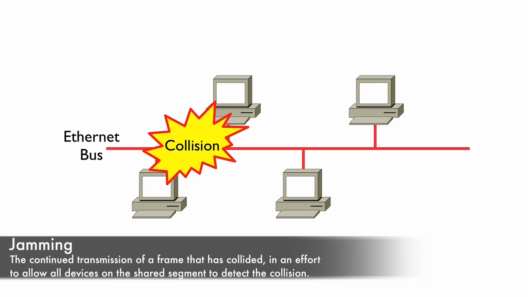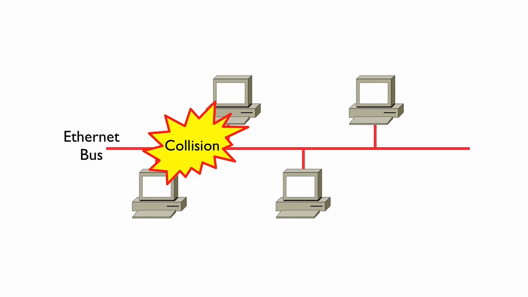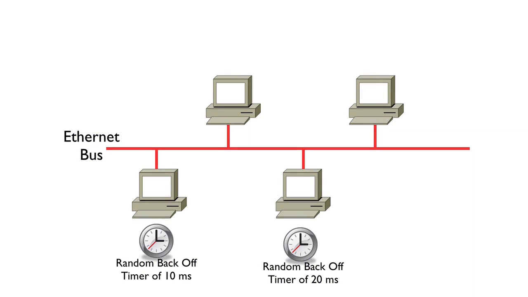And after the collision occurs, the devices that sent the colliding frames, they obviously need to retransmit those frames, but they don't want a collision to happen again. So what they will do, they will independently set a random back-off timer. Just as an example, let's pretend that the device on the bottom left set a random back-off timer of 10 milliseconds, and the device on the bottom right set a random back-off timer of 20 milliseconds, and then when they retransmit after these random amounts of time, they're less likely to collide again. That's the way that CSMA/CD can help support multiple devices on the same shared segment.